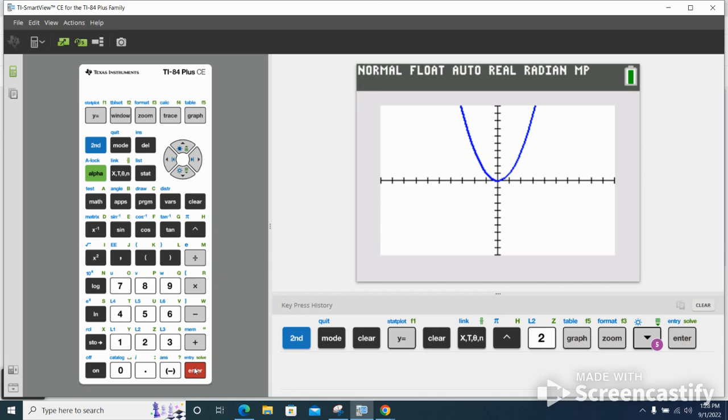If you're not able to get to this screen, raise your hand. I'll come around right now and help you. Anybody else need help?